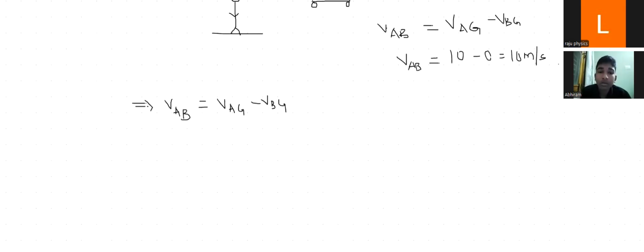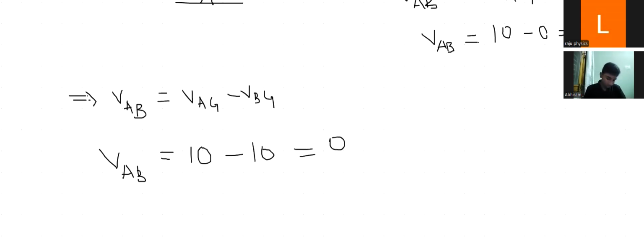Both are sitting on the trolley, so the trolley moves with the same speed. The velocity of A is also 10, and the velocity of B is also 10. So 10 minus 10 is 0. So the relative velocity of A with respect to B is 0. The relative velocity of B with respect to A is also 0. Okay, excellent, copy it.